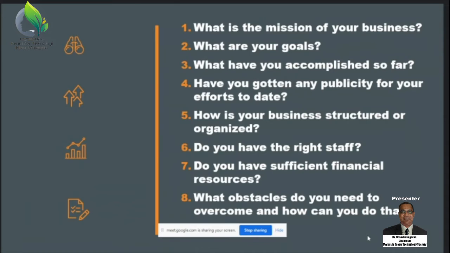Now, ladies and gentlemen, what you need to know first is, what is the mission of your business? To create a sustainability plan, you need to know the mission of your business. Next, what are your goals? What are your goals can also be what are your management goals? What are your company goals?